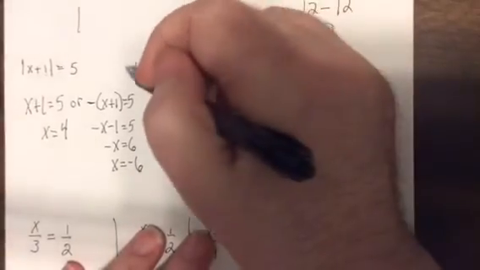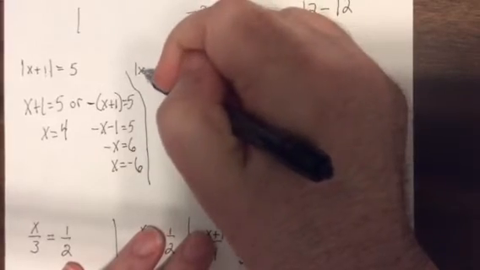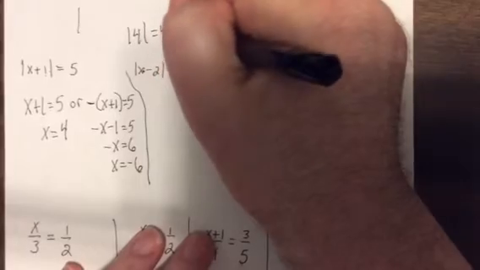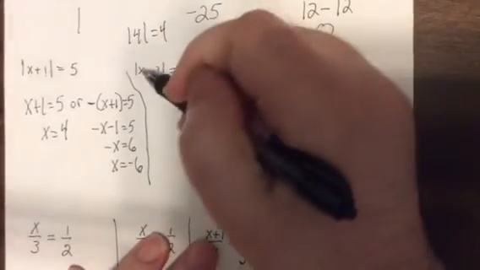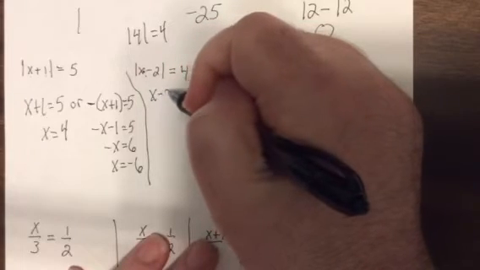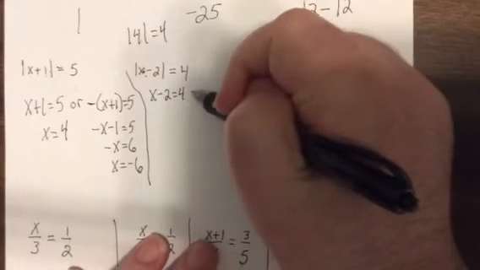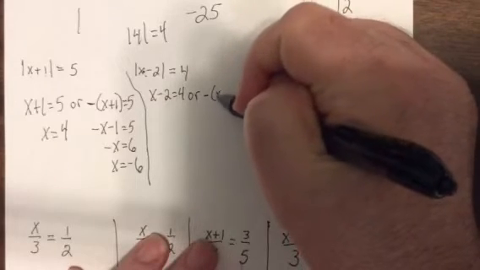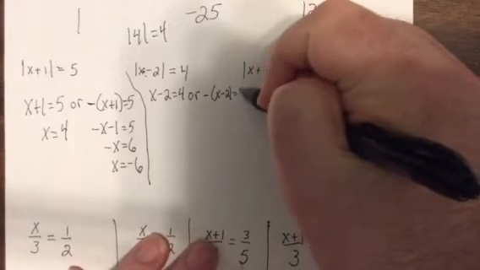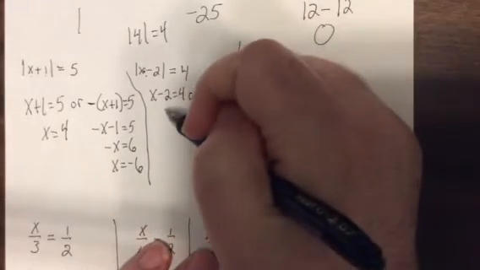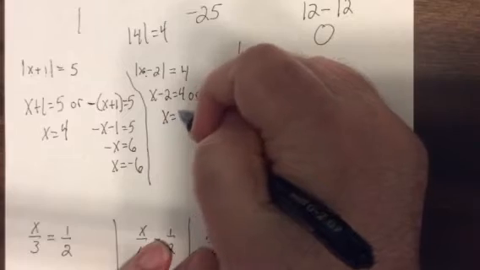So, it's absolute value with a variable inside. So if I say absolute value of 4, it's just 4. But if there's a variable inside, we have to break it up into 2 parts. X minus 2 equals 4, just write it. Or the opposite of x minus 2 equals 4. I chopped that up a little bit. Add 2, x equals 6.